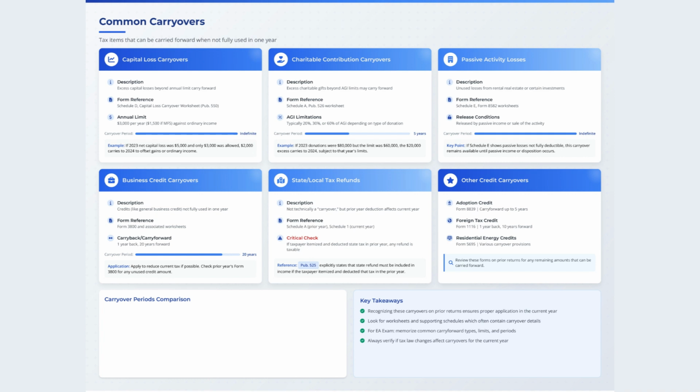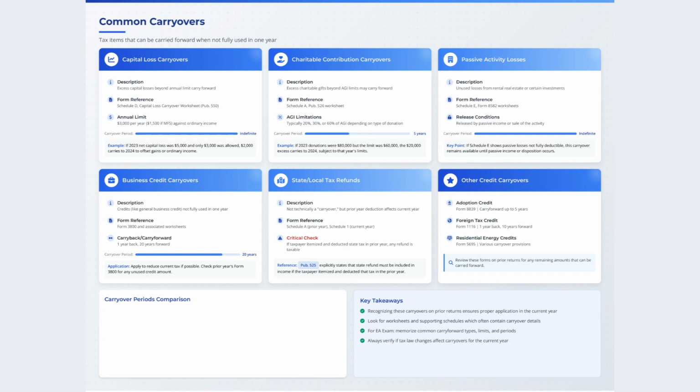Number 6. Other credit carryovers. And finally, there are other credits that can carry forward, like the adoption credit, which can carry forward for up to 5 years, and the foreign tax credit, which can carry forward for up to 10 years. You'll find those on Form 8839 and Form 1116, respectively. Always check these forms on the prior year return to see if any credit amounts are still available to apply.